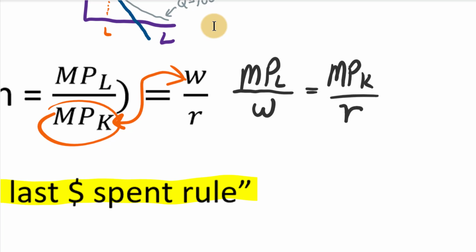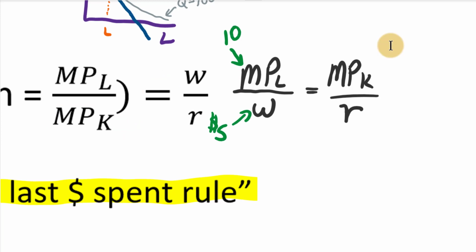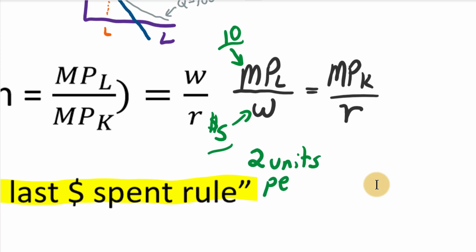To make this a little easier to understand, let's put some numbers here. Suppose that where we are right now, the last worker we hired gave us 10 more units of output, and we had to pay that worker $5 for that last hour that they worked. So what does that mean if we paid our worker $5 for the last hour they worked and we got 10 units of output? Well, how much output per dollar are we getting from that worker? Well, 10 divided by 5 tells us we're getting 2 units of output per dollar we paid that worker.